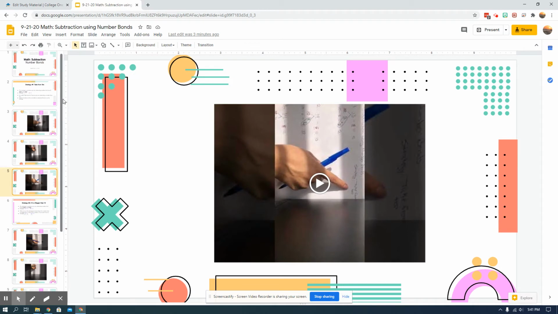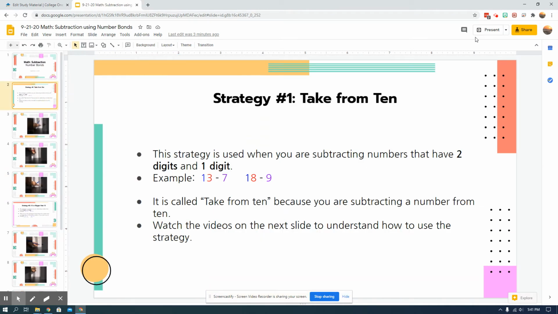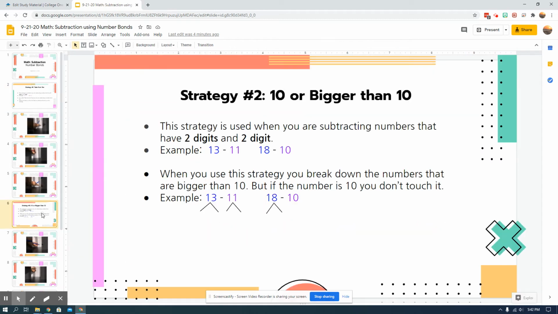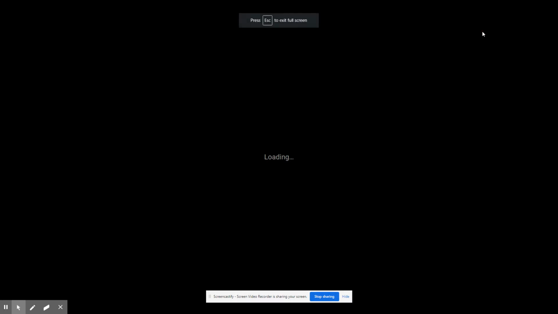And remember, this strategy, the strategy number one, take from 10, is used when you're going to solve a subtraction using numbers that have two digits and one digit. I'm going to go back so you can see it clearly. There you go. So strategy number one, take from 10, is used when you are subtracting numbers that have two digits, like this one, and one digit, like this one. Let's see. Let's go to strategy number two.